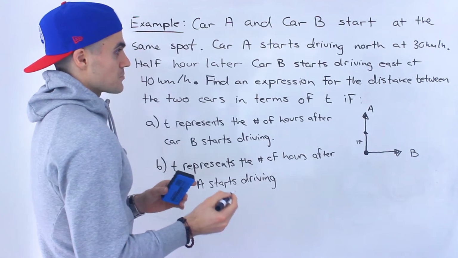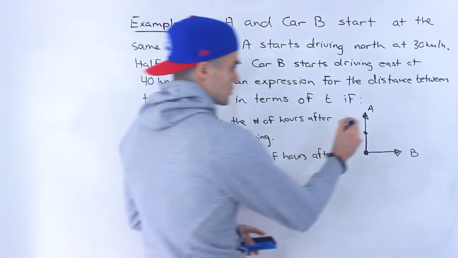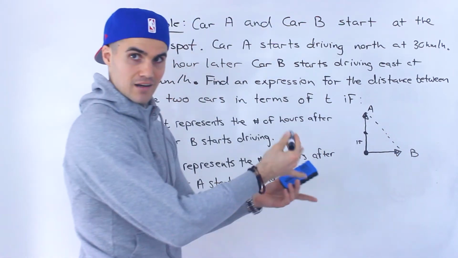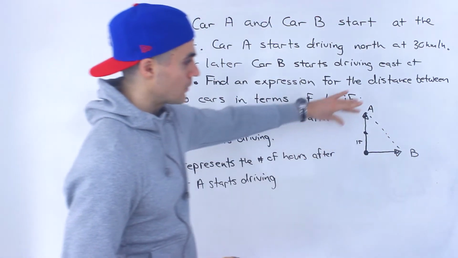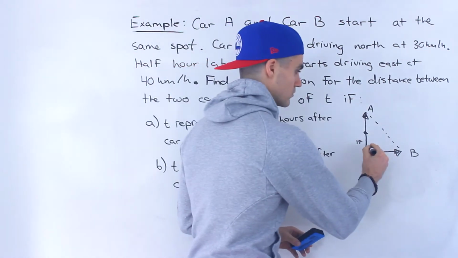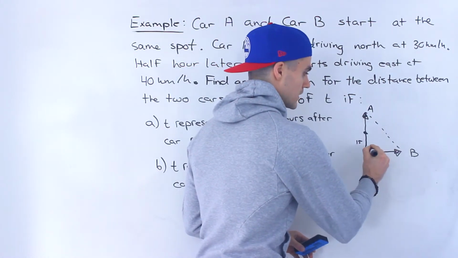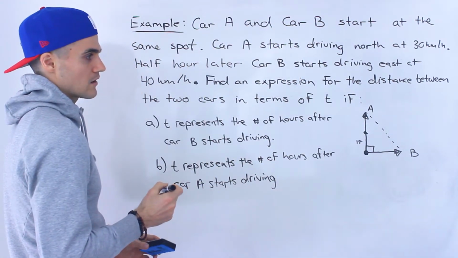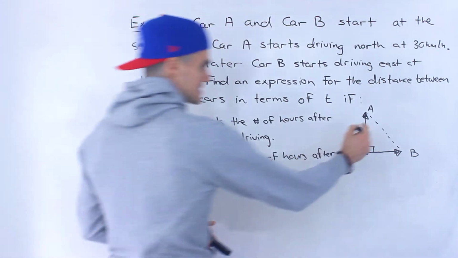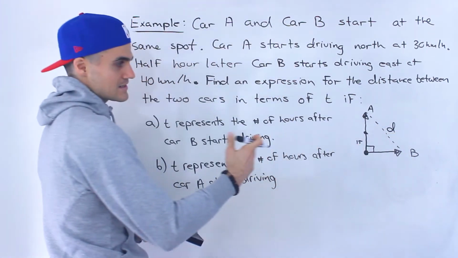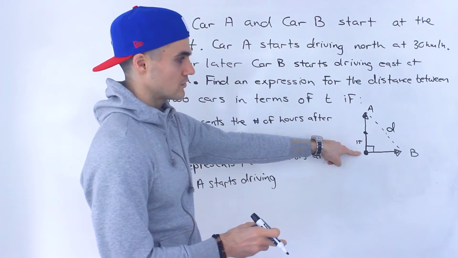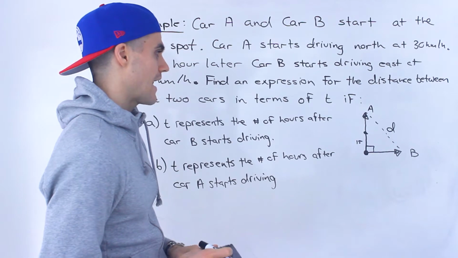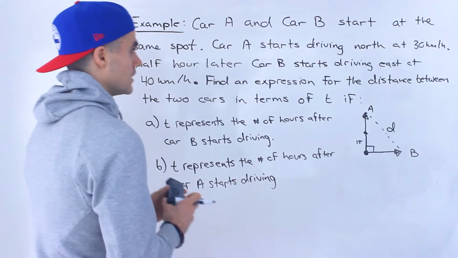So we have to find an expression for the distance between the two cars. So the distance between the two cars is going to be that. Notice this here is going to be a right angle triangle, right? Because car A is going north, car B is going east, that's 90 degrees between those two paths right there. So we know that this distance here is going to be the hypotenuse of this right angle triangle. So we know we're probably going to have to use Pythagoras theorem somehow. The question is, how are we going to do that?